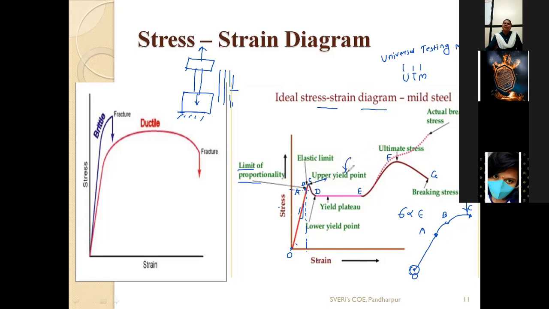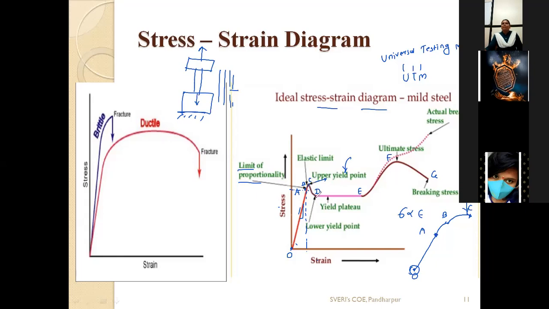So what is meant by yielding? Yielding means it has started the change in shape. From this C point, change in shape has occurred. So this C point is called the upper yield point.